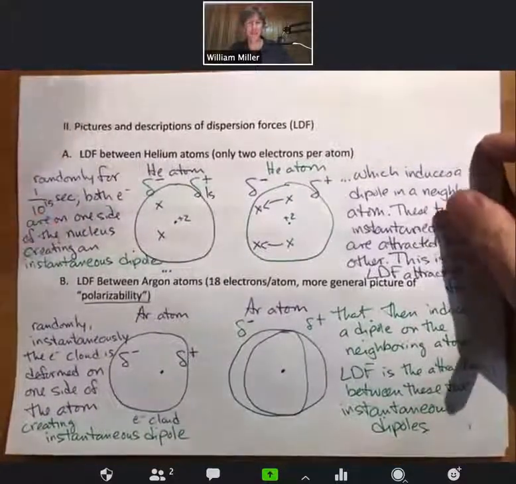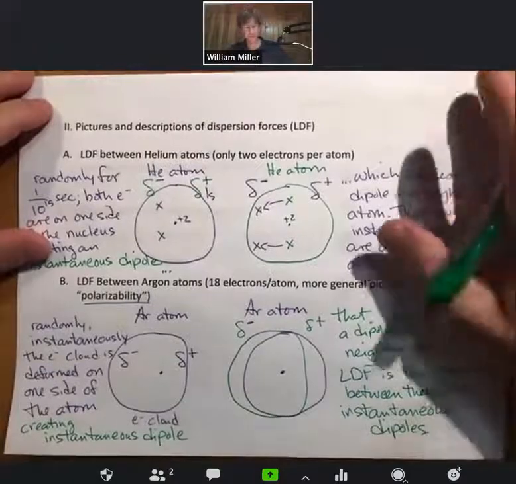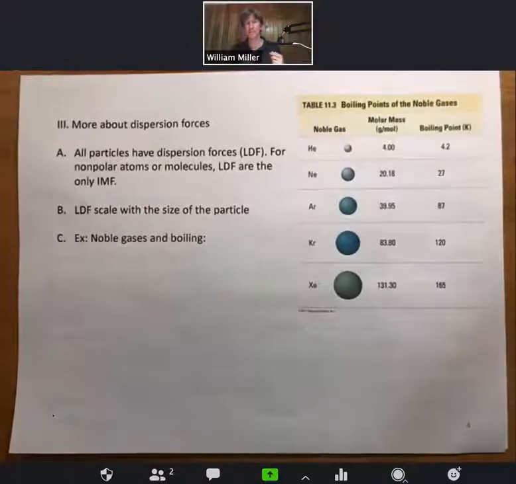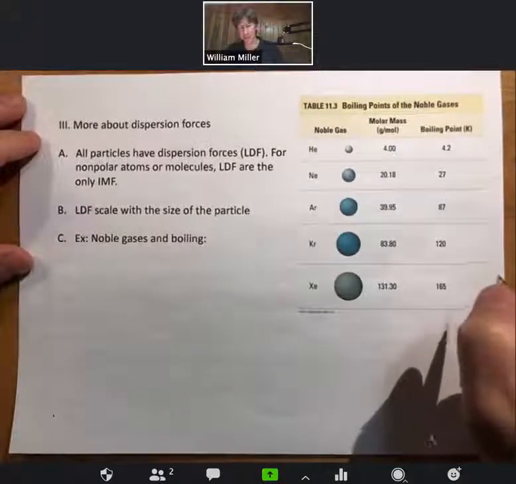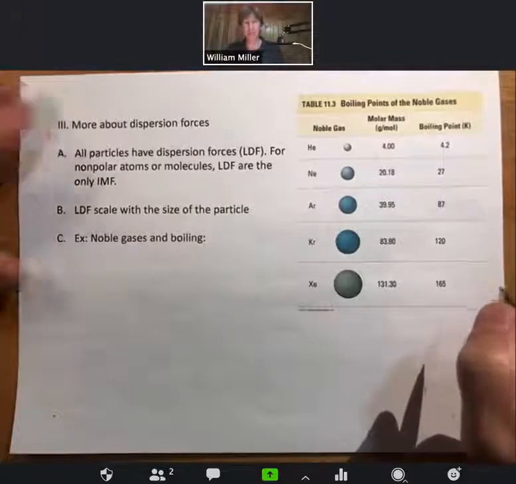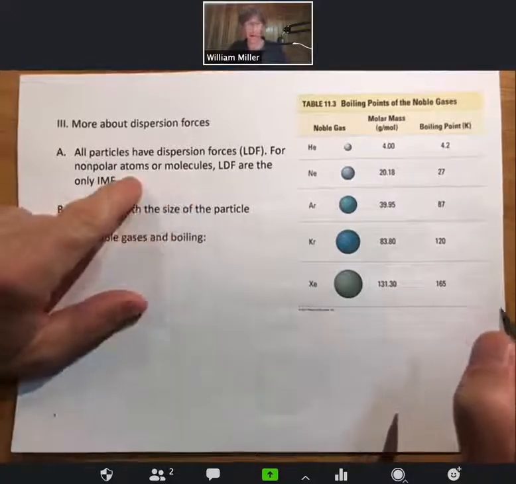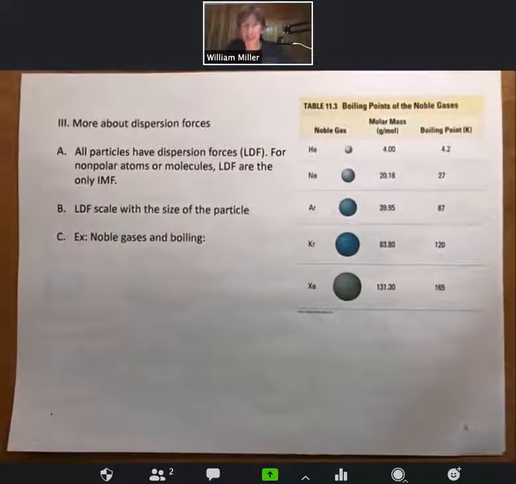Okay, so there's two pictures of dispersion forces with their descriptions. I'm sure this is going to be a homework question. Now, more about dispersion forces. So all particles have dispersion forces. All particles have LDF. For nonpolar atoms or molecules, LDF are the only IMF. And so it's going to be important to know when a molecule is nonpolar, and we'll keep talking about that. All atoms are by definition nonpolar. Remember, polar would mean that there's an uneven distribution of electrons on a permanent basis in the molecule.